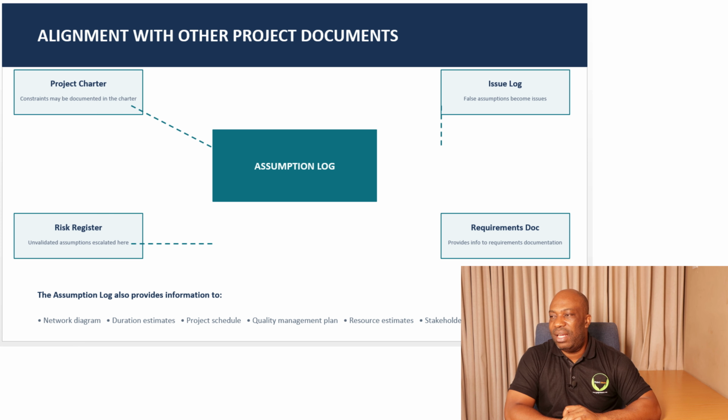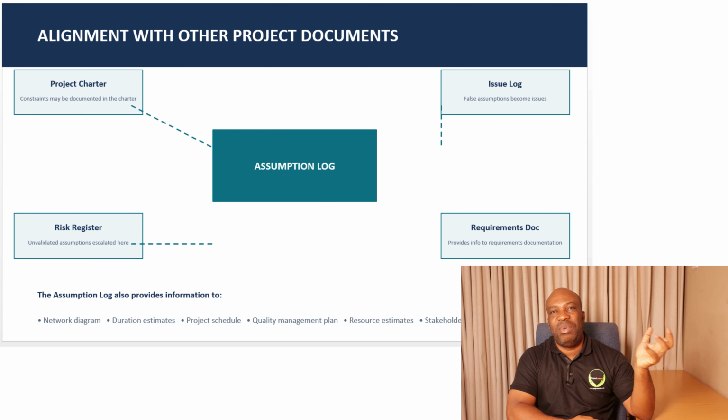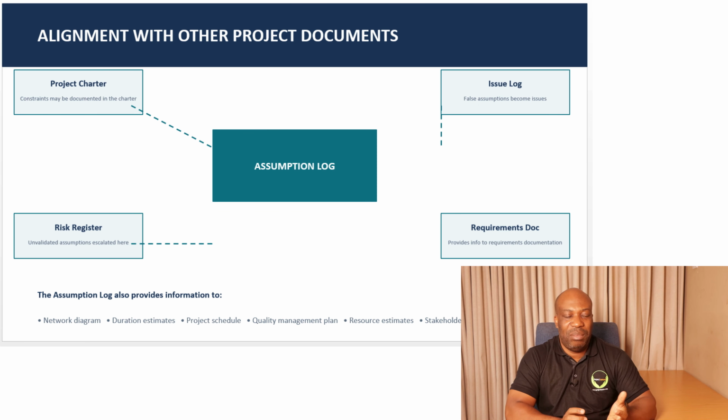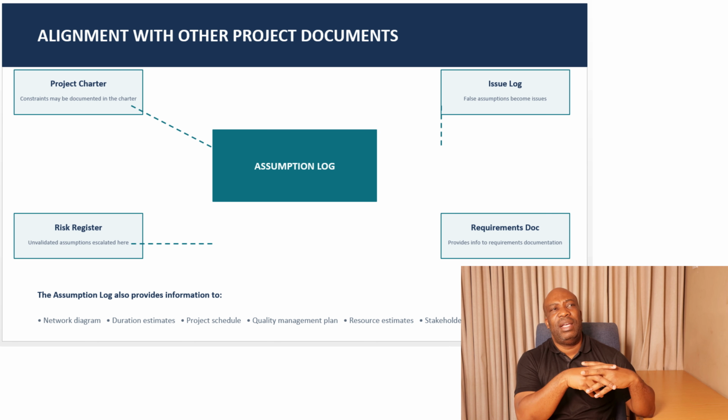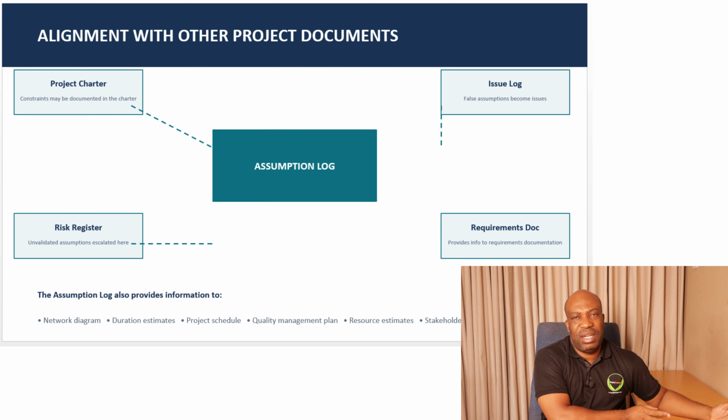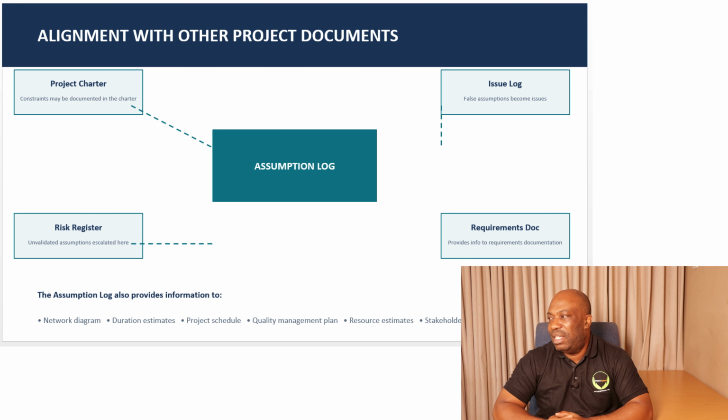Then risk register and validated assumptions, you also have them. You have your risk register from the beginning of the project, which you update all the way up to the end. And then you have the issue log. Issue log is also fed from the assumption log. Remember, if an assumption is transferred, it becomes a risk or it might become an issue. And also requirements documents, okay? The assumption log provides information for requirements documentation. You might assume that the requirements you have received are 100% complete. Then later on you might find they are 80% complete.